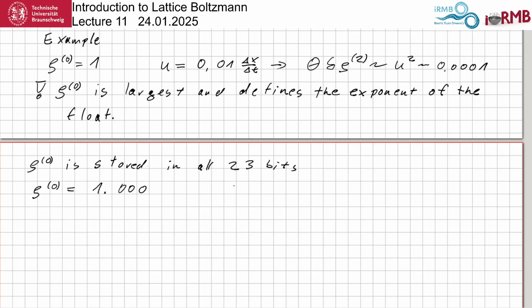Okay, so these are 6, then these are 9, then 12, then 15, 18 and 21, and then there are 2 in binary. Okay, so this is how we would store this 1. Actually this is all 0.